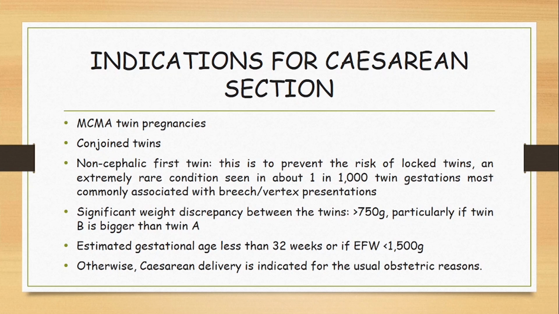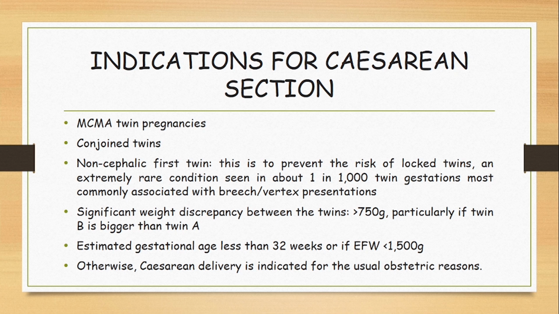What are the indications for cesarean section? One is monochorionic monoamniotic twin pregnancies. Once detected in the first trimester, these patients should be booked for an elective cesarean section. Conjoined twins, Siamese twins, are also delivered electively. And once they are delivered, there must be a consultation with the neonatal physician or pediatric surgeons to determine when these conjoined twins can be separated.